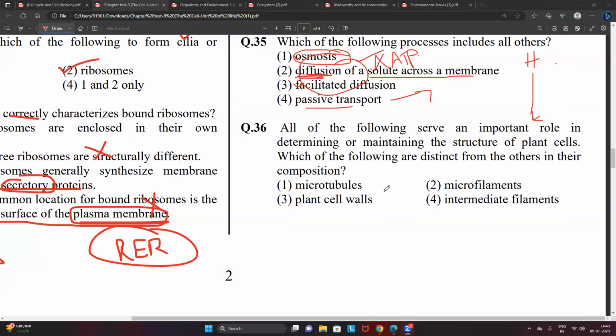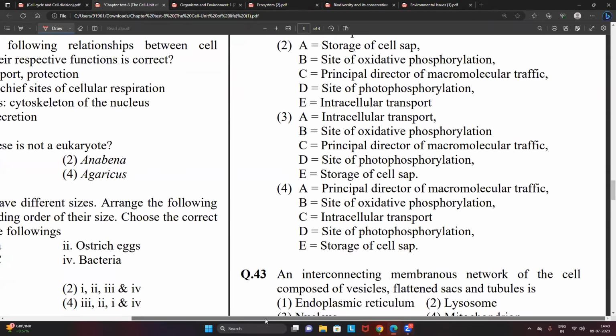Everyone given the answer? Please give me one moment of time, please. Okay, not a problem. What is the answer? Everyone has given the answer? Good, good. So what will be the answer? The plant cell walls. Simple, direct question it is also.